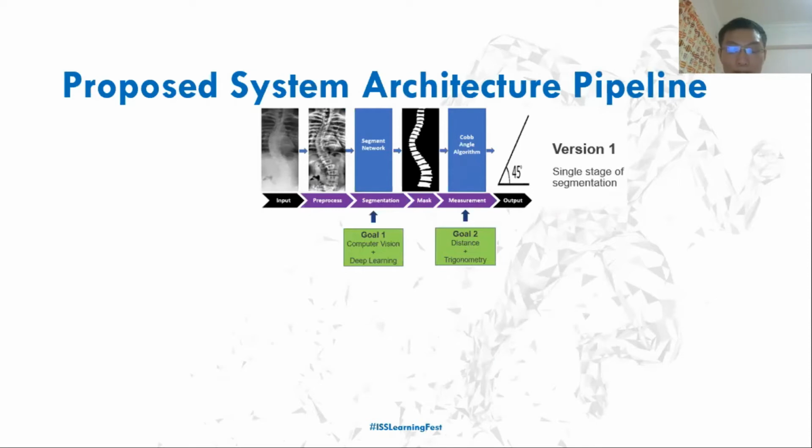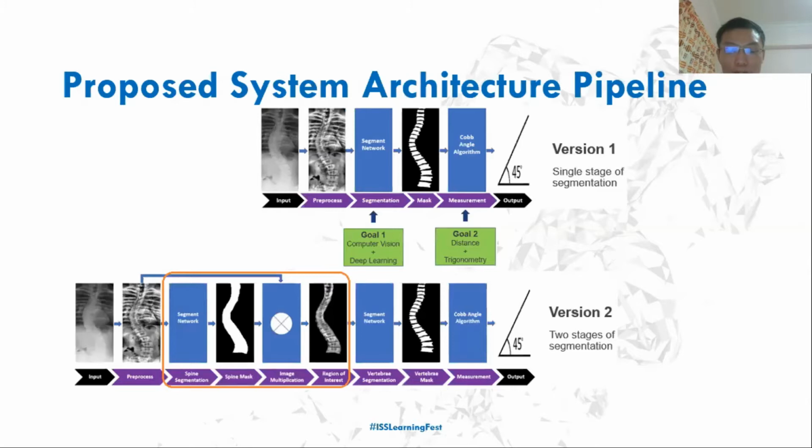Two versions were created. The first was based on a single-stage segmentation network. However, after training my model, I believe that the experimental results could have been better, and hence, I tweaked the architecture by introducing an additional stage of segmentation to segment the spine region, which could be seen in the orange box.